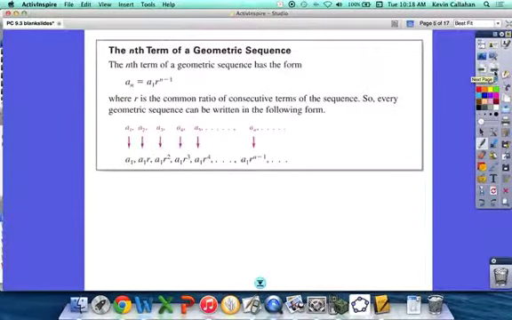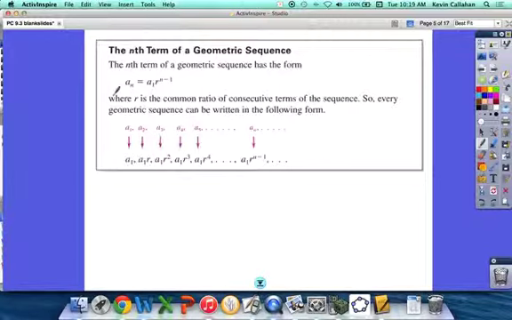Okay, we have a formula for the nth term of a geometric sequence, and this is it. It's the same one we used last year. Right? a sub n equals a sub 1 times r to the n minus 1. So we know all the parts of that. a sub 1 is the first term, r is the common ratio, n is the ordinal number of the term, whatever term in the sequence that it is.